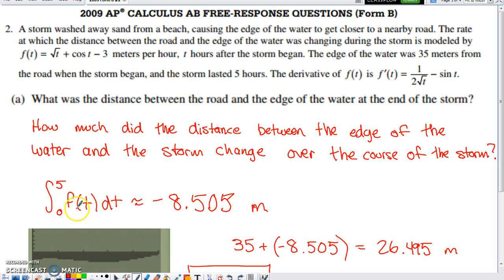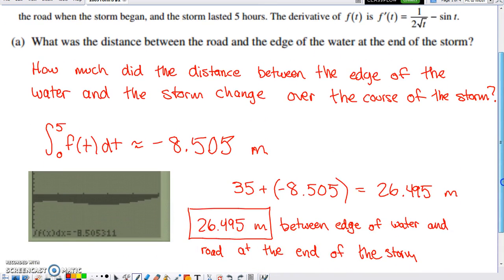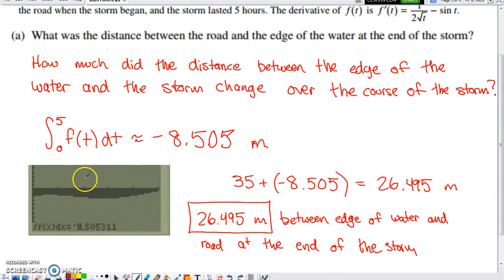And so if I integrate that rate of change from 0 to 5, and I did that from the graph screen of the calculator here, I end up with negative 8.505 meters. Right? This is measured in meters per hour. This is measured in hours, so that result's going to be measured in meters. This is how much the distance changed by.